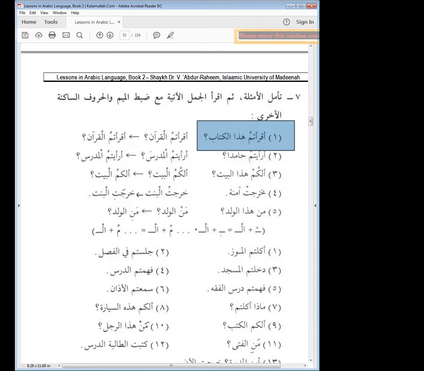you have the sentence أقرأتم هذا الكتاب. Did you, masculine plural, read this book? Right, so here we have the end of the word قرأتم. The meem at the end has a sukun on it, right? That is how the pronoun is. It ends with a sukun, right?